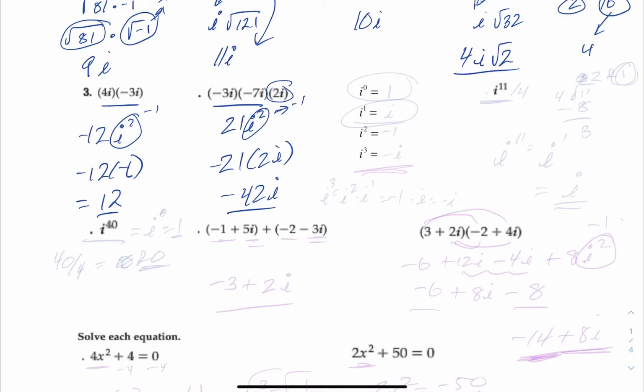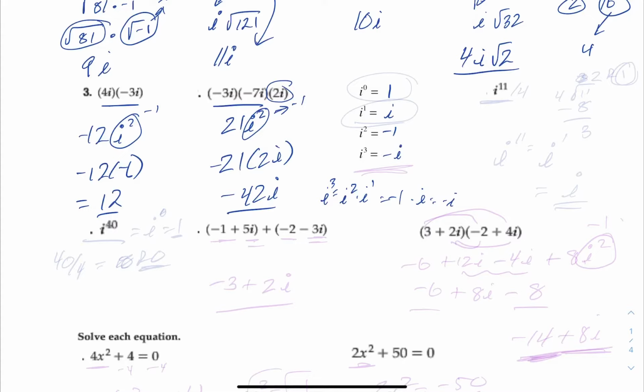Now, i to the 0, i to the 1. The general idea here is anything to the 0 power is 1. Anything to the first power is itself. i squared we talked about is negative 1. And then i cubed, what is that? Well, it's just i squared times i to the first. So i squared is negative 1, i to the first is i. So I get negative i. And those are the only 4 options we have.